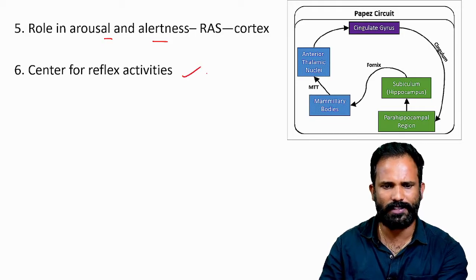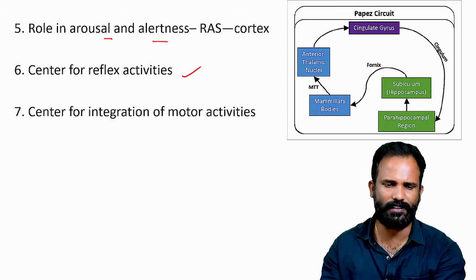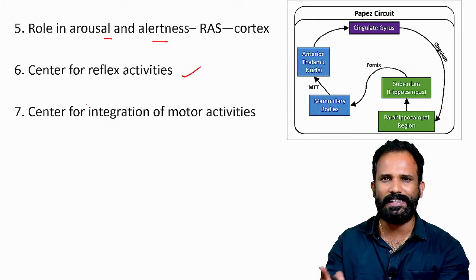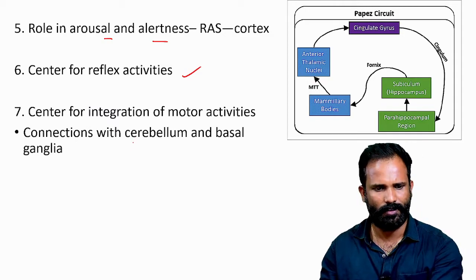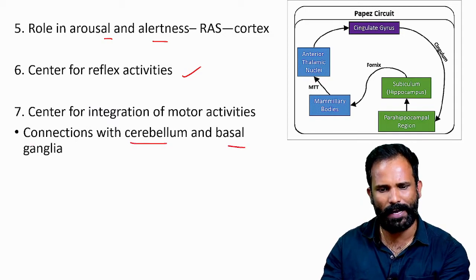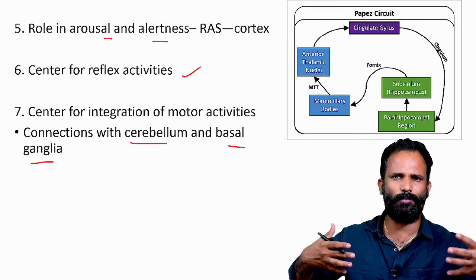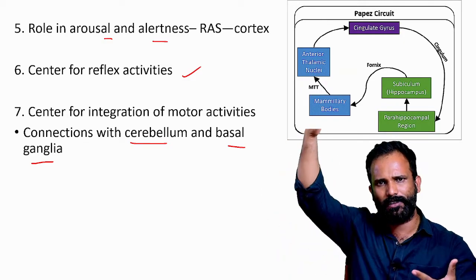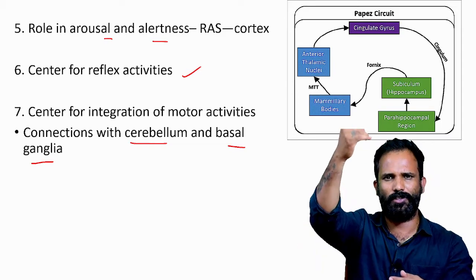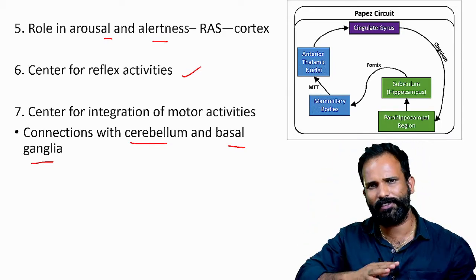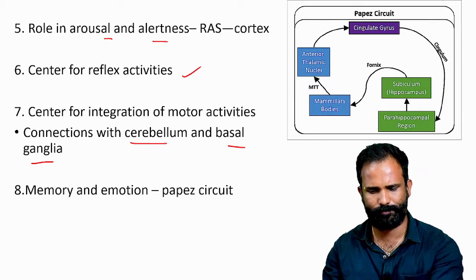And as it is having the sensory integration, it is also the center for reflexes, and sensory motor coordination occurs at the level of thalamus because it is connected with cerebellum and basal ganglia. So cerebellum is the comparator. It compares the spinal cord information and it compares the order from the cortex. It again sends that through the thalamus to the cortex. So connections with the cerebellum and basal ganglia help in sensory motor coordination.